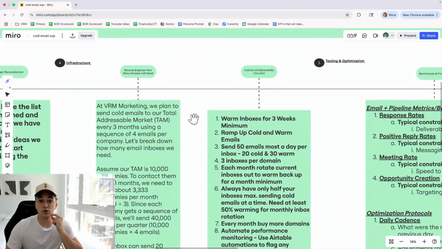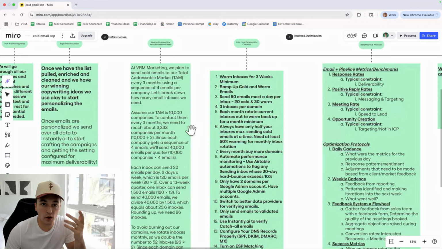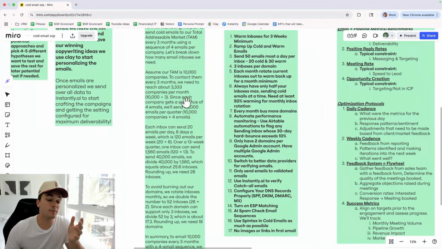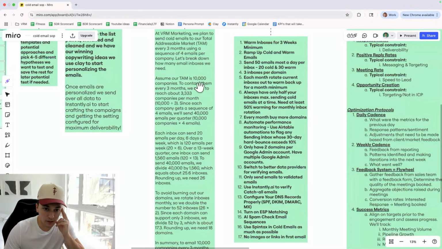Next step is infrastructure. So this is going to be different for everybody, because everyone's total addressable market is going to be different, right? So we reverse engineer how many inboxes we're going to need to reach out to our TAM. We're reaching out to our TAM about once every 3 months, because things could change, right? They might not be ready now, but in 3 months, they might be ready. So we reverse engineer how many inboxes we'll need in order to execute on the plan that we're creating. So for example, let's say our total addressable market is 10,000 companies.